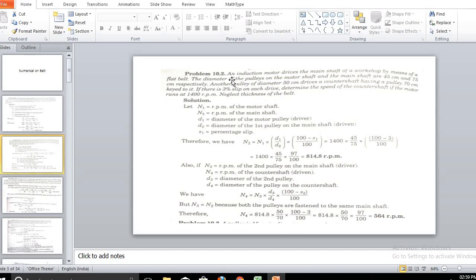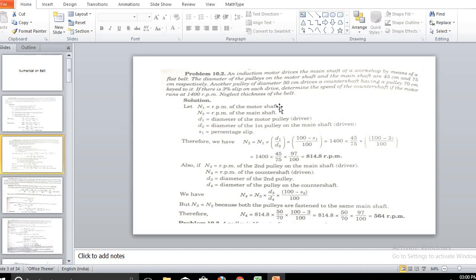So another example. An induction motor drives the main shaft of a workshop by means of a flat belt. The diameters of the pulley on the motor shaft and the main shaft are 45 cm and 75 cm respectively. Another pulley of diameter 50 cm drives a counter shaft having a pulley of 70 centimeter keyed to it. If there is a 3% slip on each drive, determine the speed of the counter shaft. The motor runs at 1400 rpm; neglect the thickness of the belt.